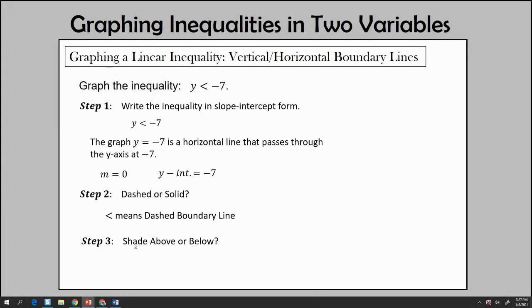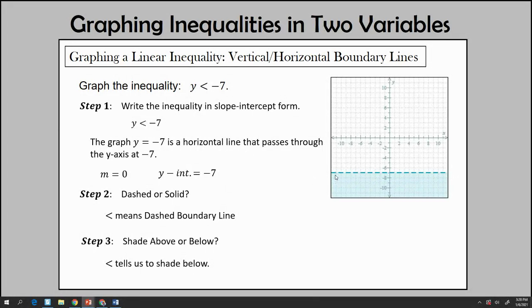Third step, shade above or below. Well, now we can look at it as above or below, right? Because we've got a horizontal line, so there's clearly an above and a below. Less than says shade below. All right, so if we put it all together, our graph's going to look like this. We knew the line y equals -7 was a horizontal line through the y-axis at -7. We knew it was dashed because of the less than symbol. And we knew we shaded below because of the less than symbol. Okay, so actually graphing these horizontal and vertical boundary lines is pretty simple.